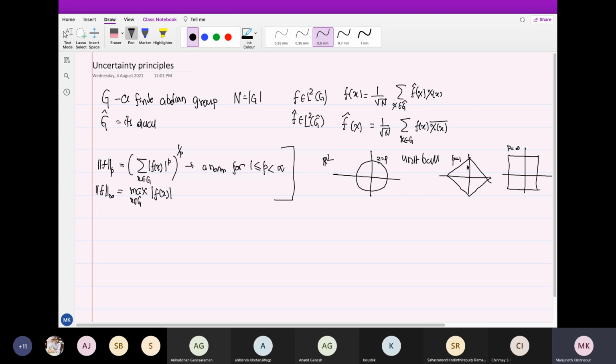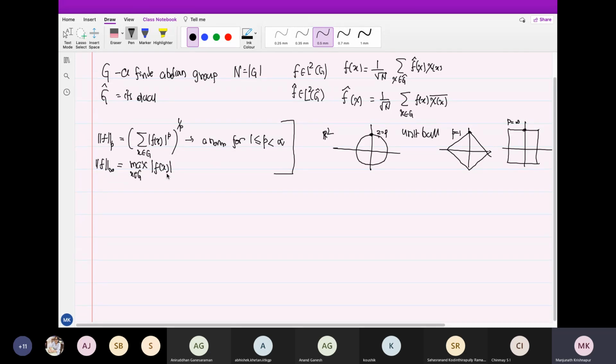If you take any p between 1 and 2, it will interpolate between this and the circle, and I could have written them in the same picture. So this one is inscribed in this circle, and this circle is inscribed in this square. In between, this one will expand to this circle, and this circle will expand to this square as p goes from 2 to infinity. That's how you understand these L^p norms.